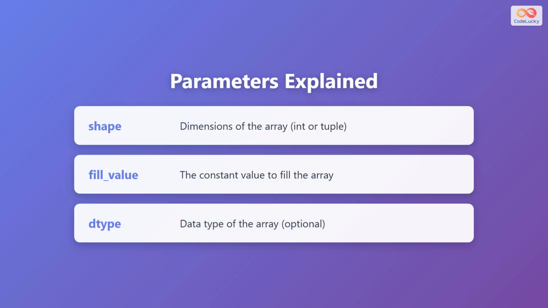Let's break down each parameter. The shape parameter defines the dimensions of your array. It can be a single integer for a one-dimensional array or a tuple for multi-dimensional arrays. The fill_value parameter is the constant value you want to fill every element with. This can be a number, string, or boolean. Finally, the dtype parameter is optional and specifies the data type of the array elements.